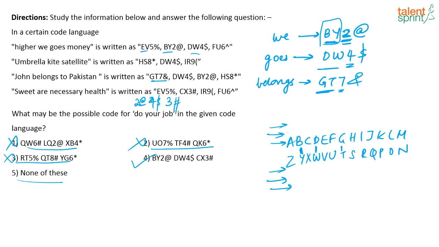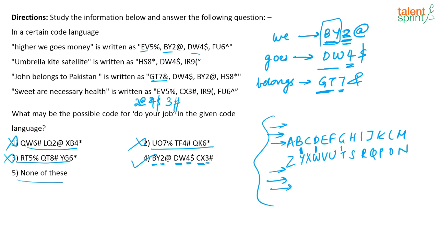So same logic has to be followed here. When you have 2 it has to be BY, when you have 4 it has to be DW, when you have 3 it has to be CX. So obviously this is going to be your correct answer. So for this question, knowing this logic is also helpful, correct, to get the answer.